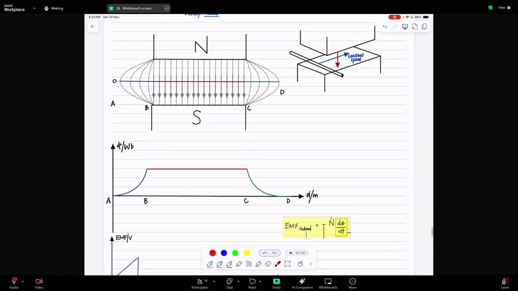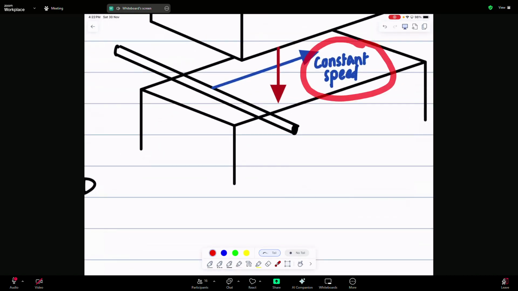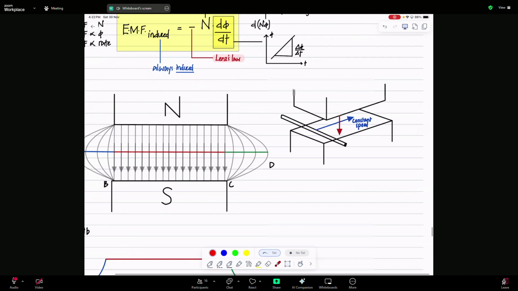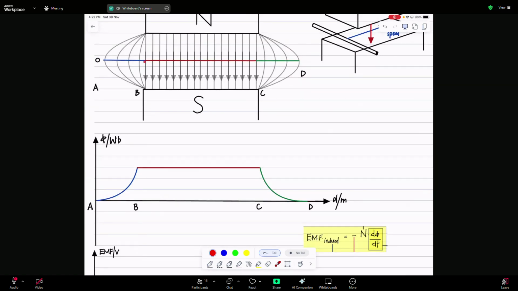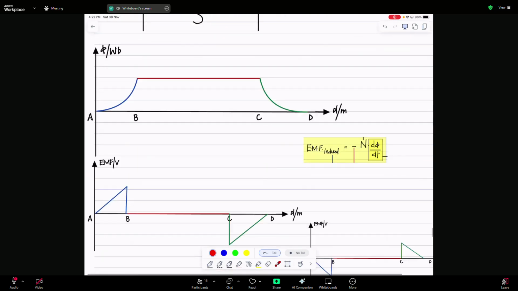But there was a catch here. The catch was you're moving at what speed? Constant speed, right? So if you move at a constant speed through this field, you'll find that at the center, you won't have any EMF induced. Why? Because if you're moving at a constant rate, the rate of change of flux is 0 because phi is constant. So the change is not there. So at constant speed, you'll find that this is 0.